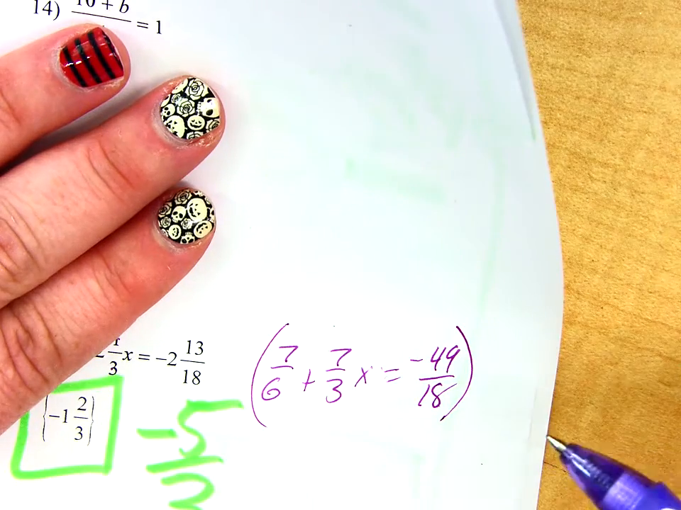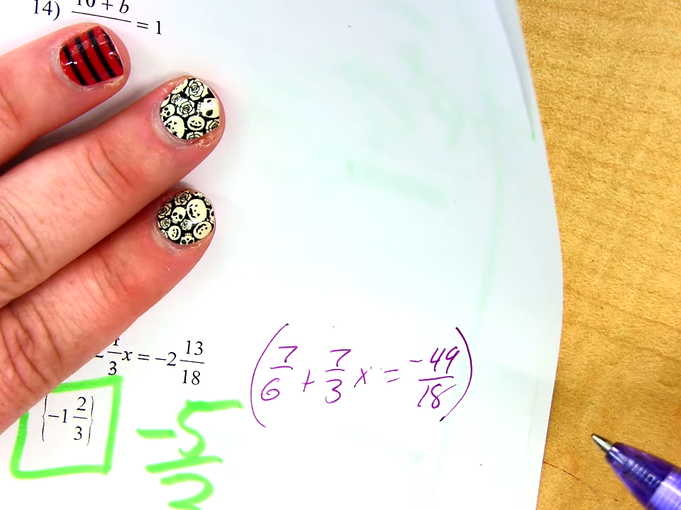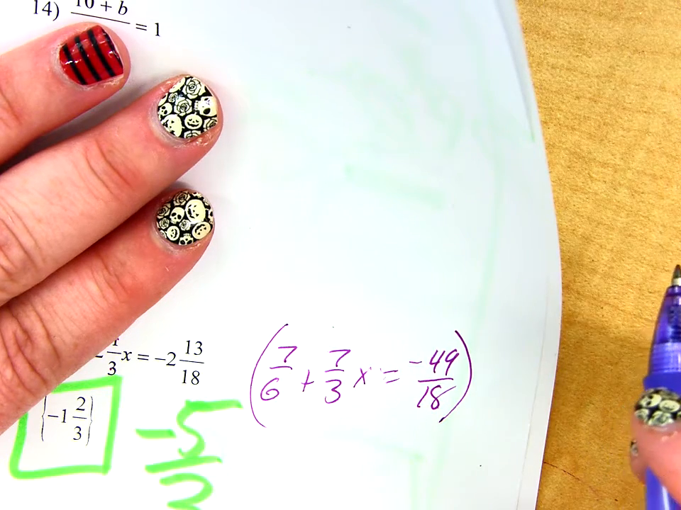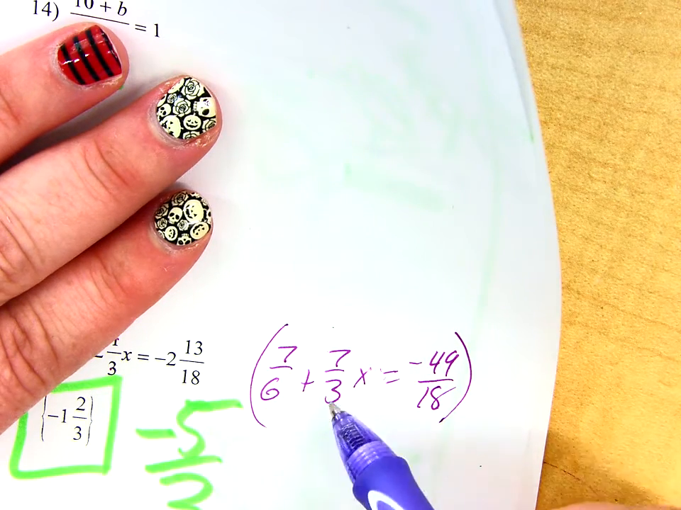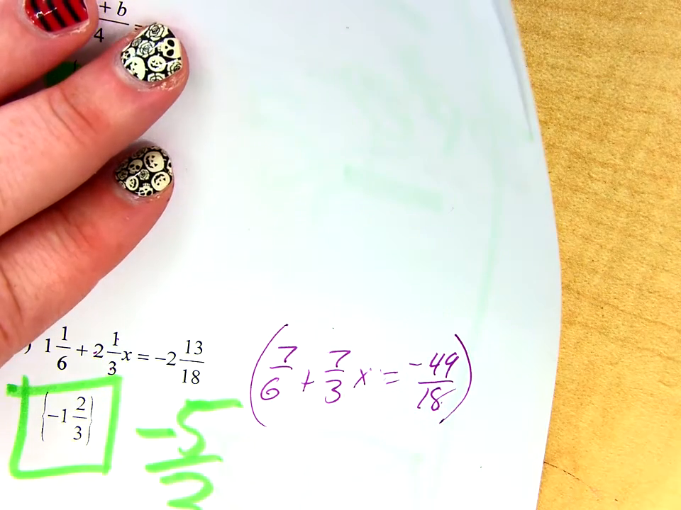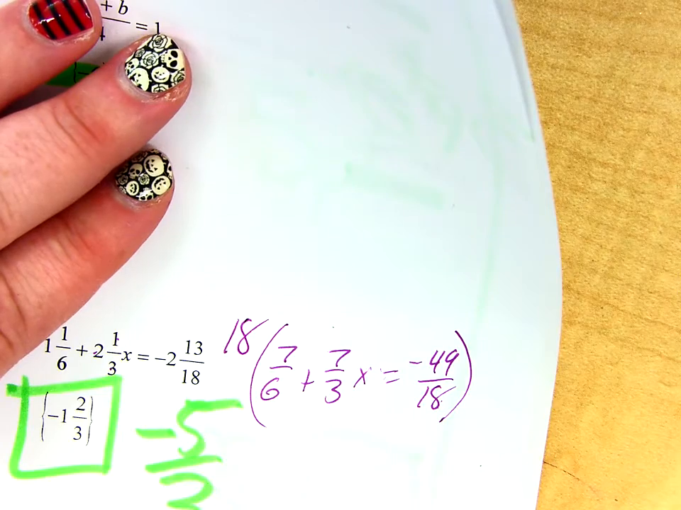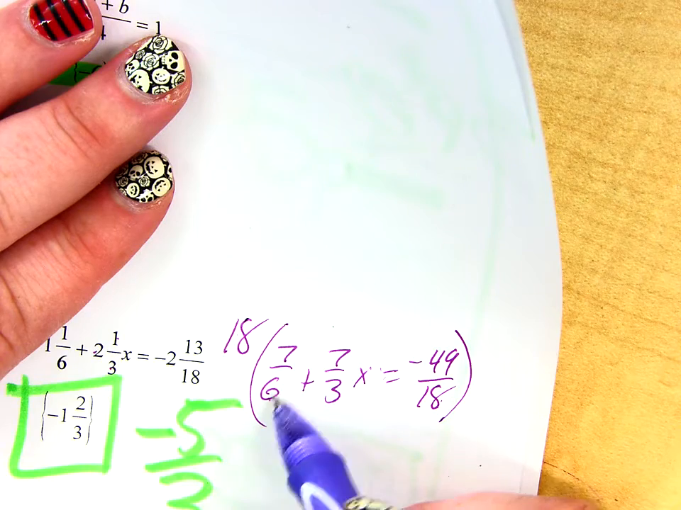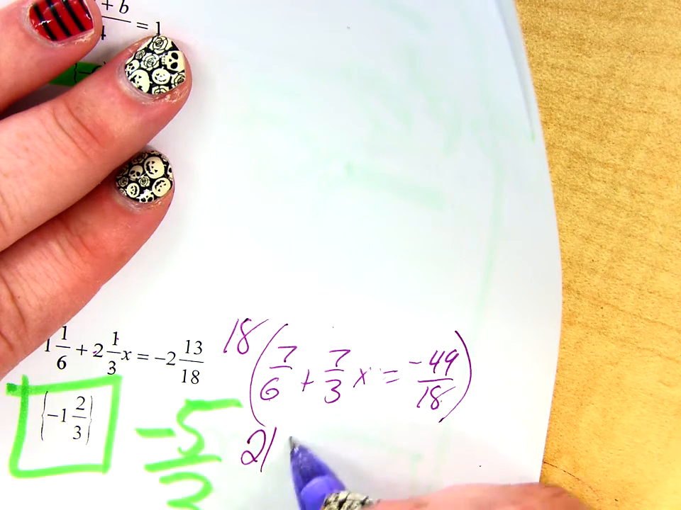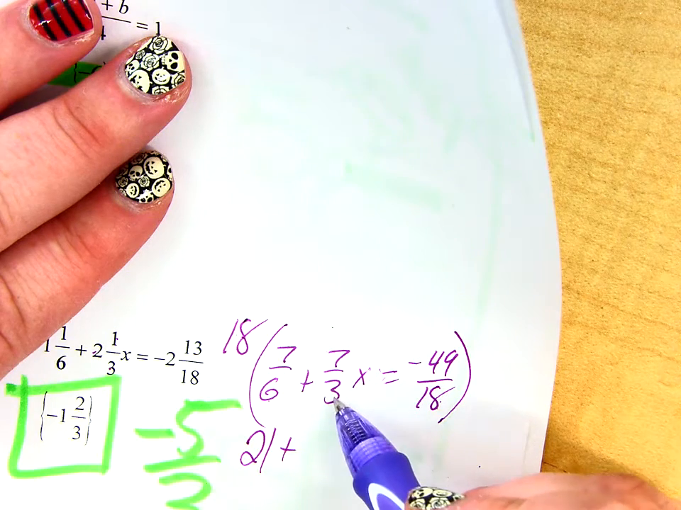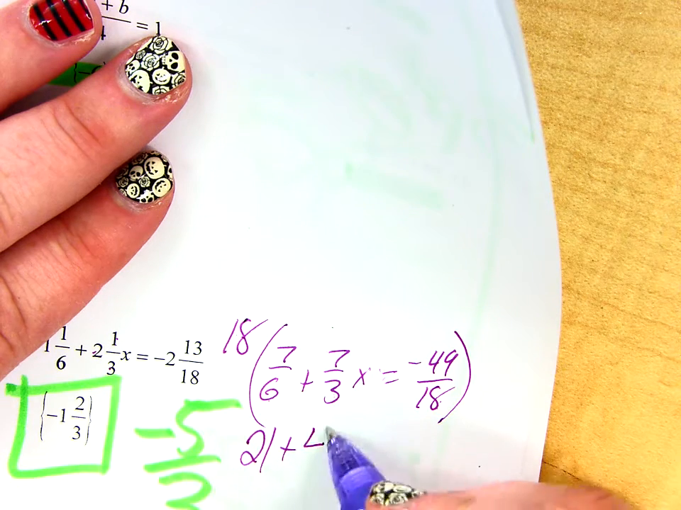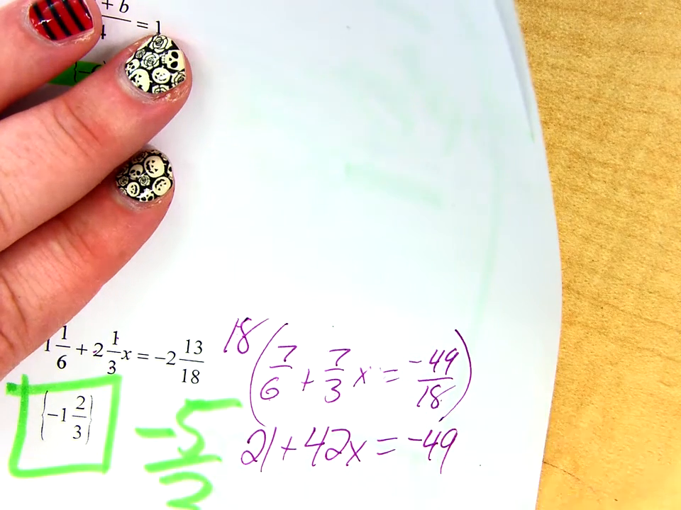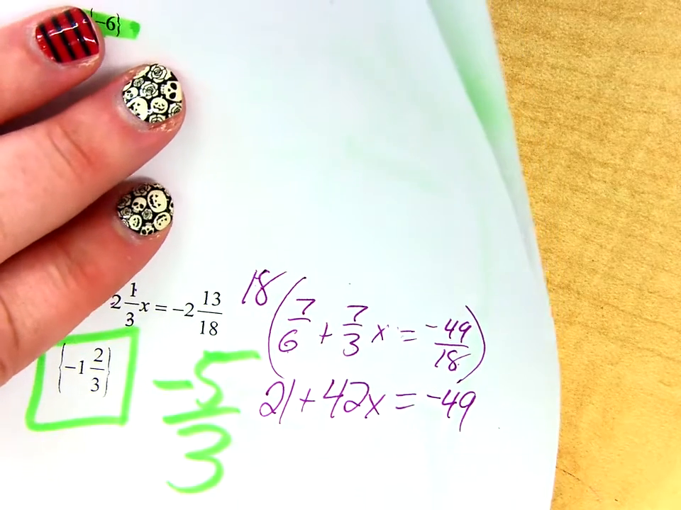Now, what's my magic number going to be that I multiply everything by to get rid of these fractions? Go ahead, Kaden. What'd you say? I want to do 18, right? Because 6, 3, and 18 all divide into 18. So let's multiply by 18. Divide down, multiply up. So 18 divided by 6 is 3 times 7 is, so I get a 21 there. 18 divided by 3 is 6. 6 times 7, 42. And then 18 divided by 18 is just 1 times the -49.